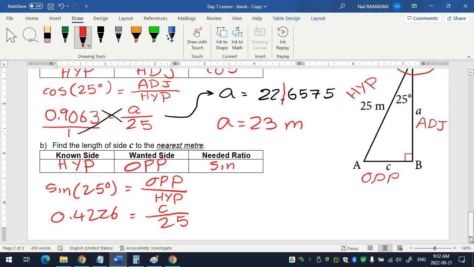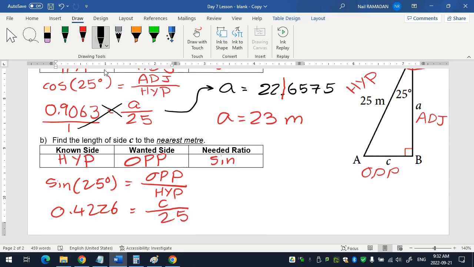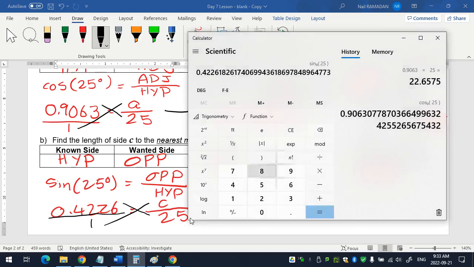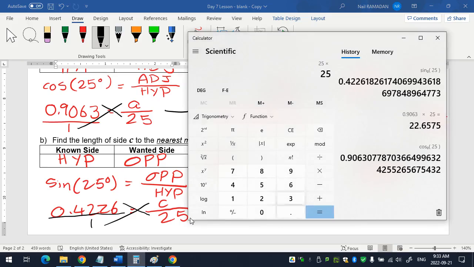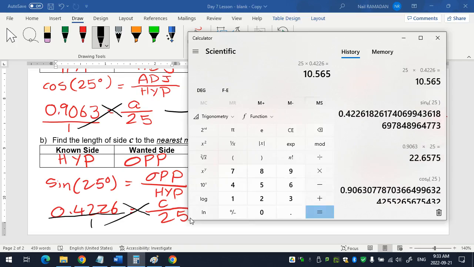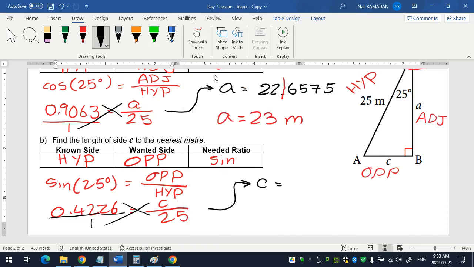How do you solve this thing? You cross multiply. You show yourself the 1. And you cross. What's C times 1? C equals. What's 25 times 0.4226? I don't know. 25 times 0.4. Oh, 226, my bad. Okay. 10.565.